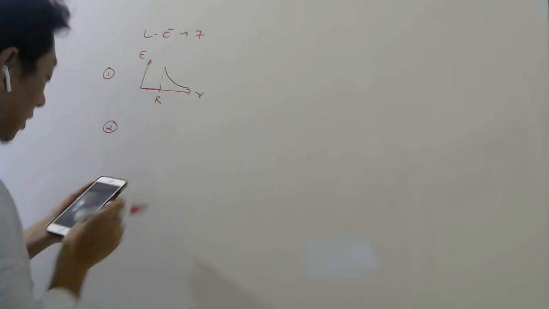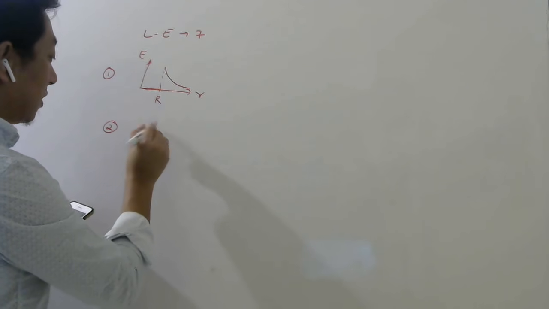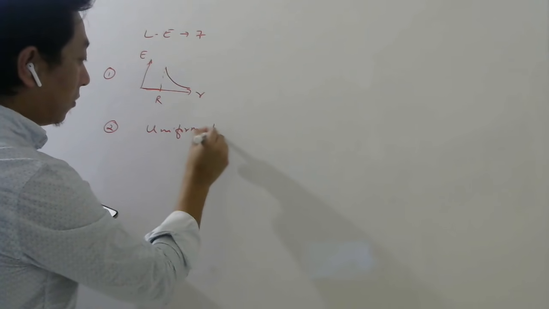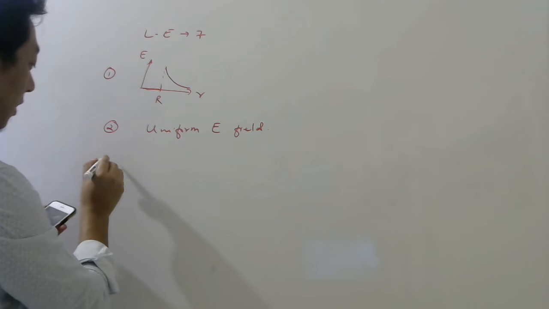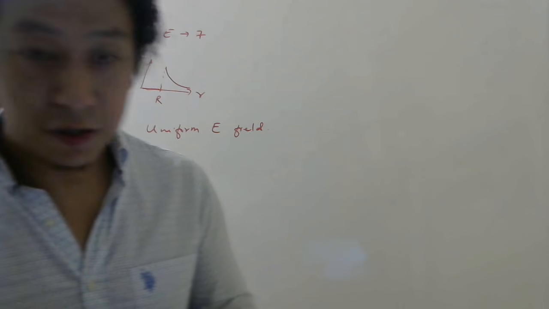Question number 2, the nature of electric field due to infinite plane sheet of charge. How is it? The nature is uniform electric field. Uniform electric field. Please write the full spelling in the exam. Okay, question number 3. Very good question. Concentrate.